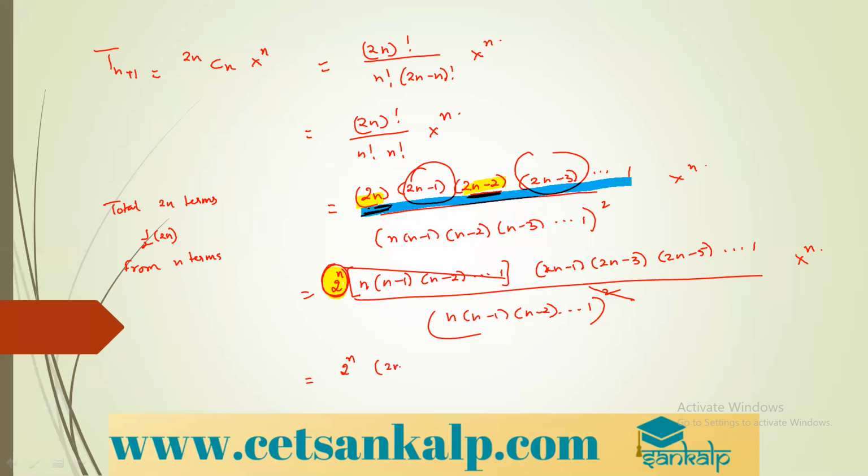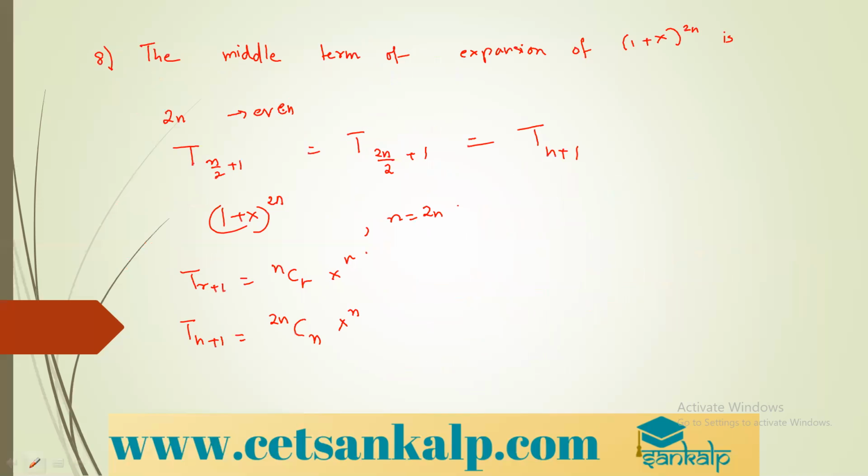And then I have 2n minus 1, 2n minus 3, 2n minus 5 up to 1, over n factorial, x power n. So this I can write as the middle term. I can leave the answer here. Some more questions like this I will give you as homework. You can try.